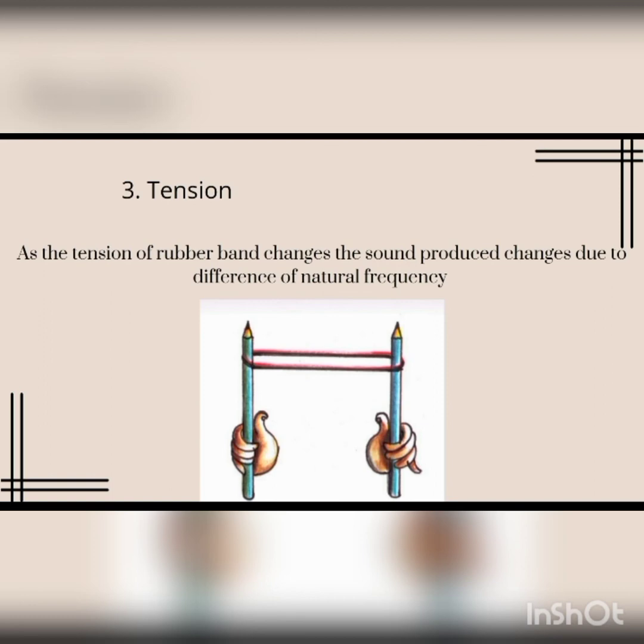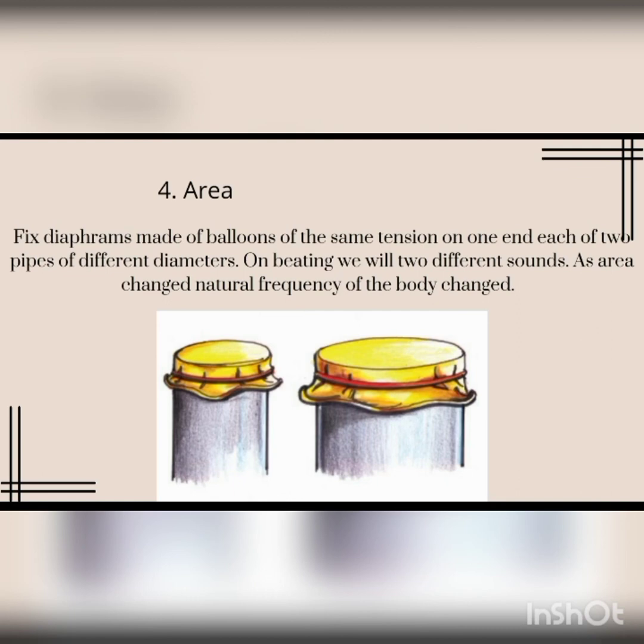The next factor which influences the natural frequency is area. Fix diaphragms made of balloons of the same tension on one end of two pipes of different diameters. Beat them evenly with the thin midrib of a coconut leaf. There is a difference in sound produced. As the area changed, the natural frequency of the body changed, and thus the sounds produced are different.